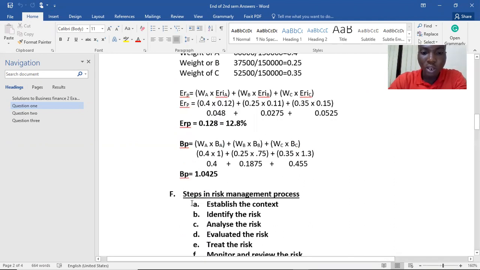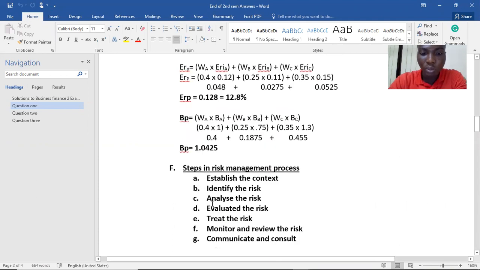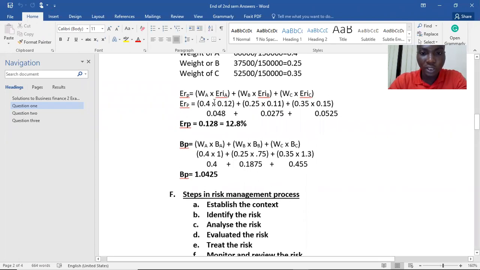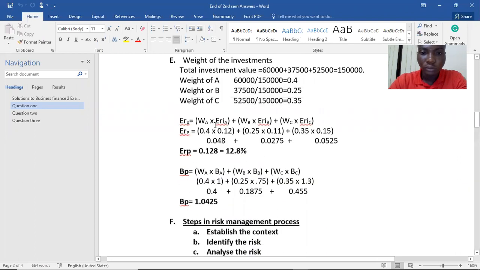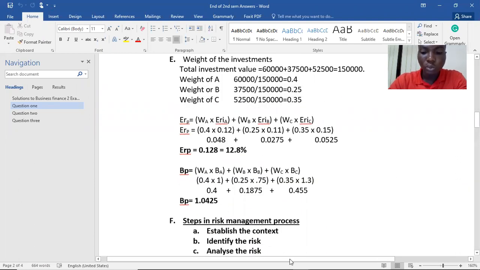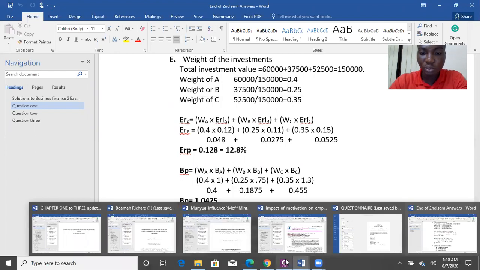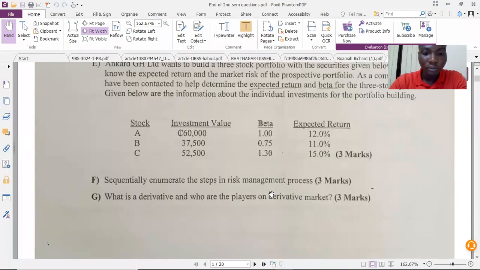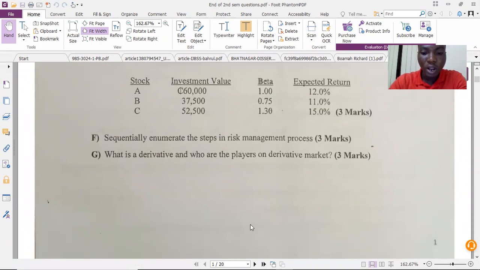Oh wow, there it is. The question I was just talking about, the steps in the risk management process. This is for the second calculation over there. And then you move on to the steps in the risk management process. Then what is a derivative and who are the players on the derivative market?